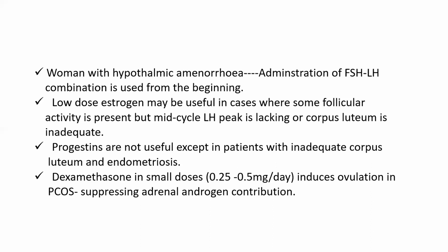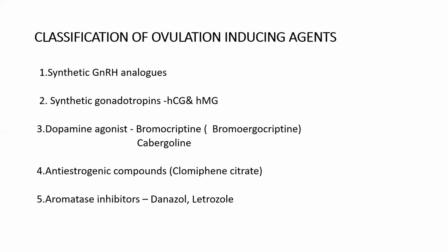The rationale of using dexamethasone in polycystic ovarian syndrome is suppression of the androgen contribution. Coming to the classification of ovulation inducing drugs, the first group of drugs are the synthetic gonadotropin releasing hormone analogues. Second group are synthetic gonadotropins, those are human chorionic gonadotropins and human menopausal gonadotropins. Third group are dopamine agonists, that is bromocriptine and cabergoline.